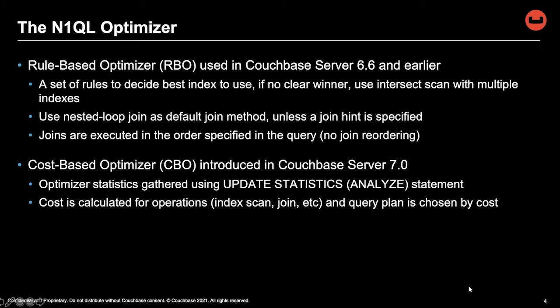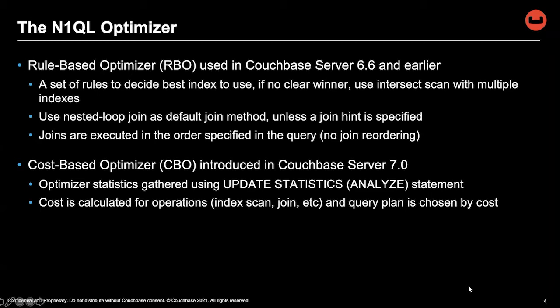And if there's no clear winners, meaning it cannot distinguish or cannot choose between, say, two indexes, what it does is going to pick both indexes and use something called the intersect scan with the indexes. So what happens then is at runtime, we'll fire up both indexes, and whichever index scan finishes first will then terminate the other index scans. So what happens effectively is the optimizer or RBO is delegating the decision for indexes, in this case, to runtime.